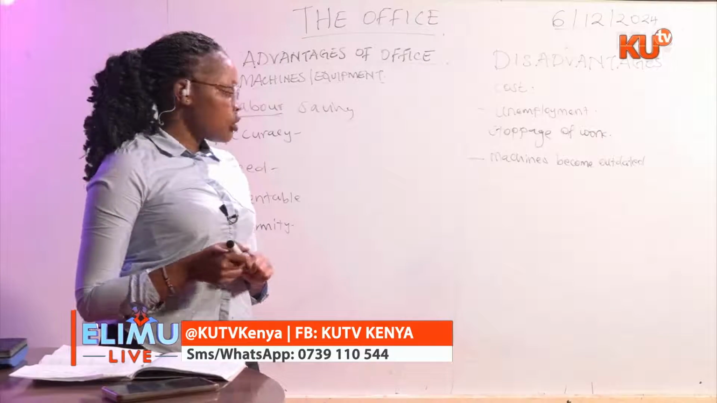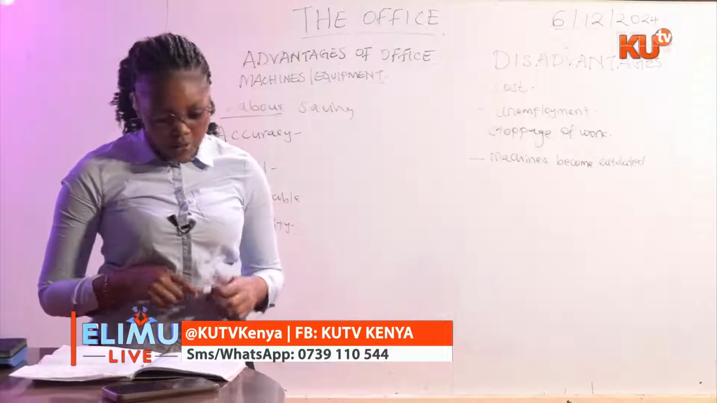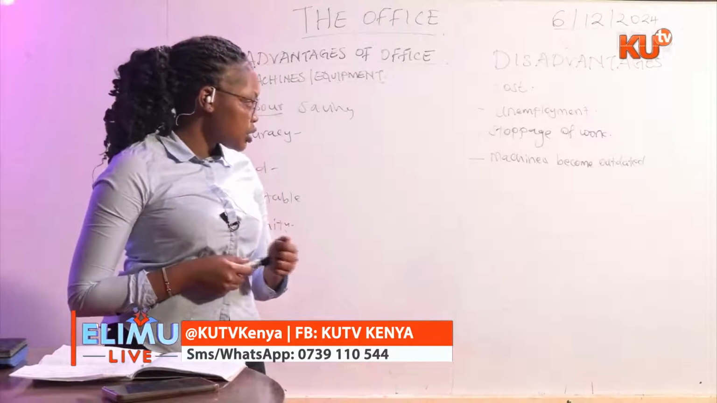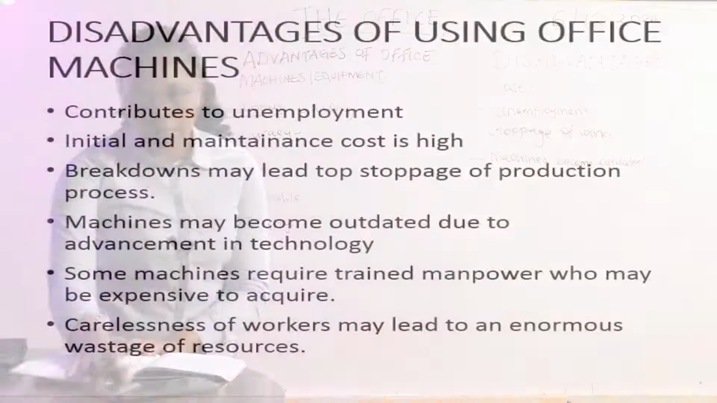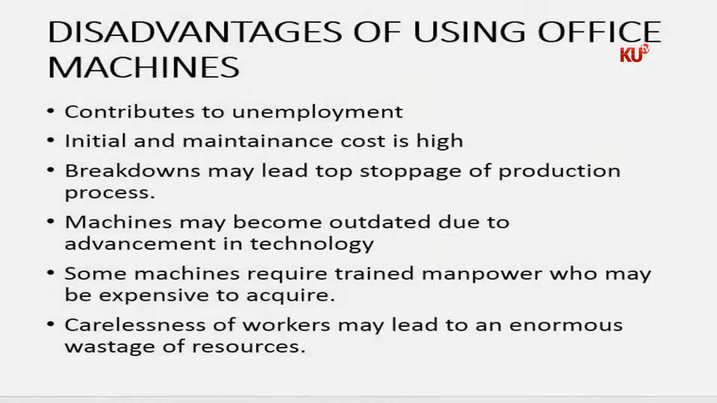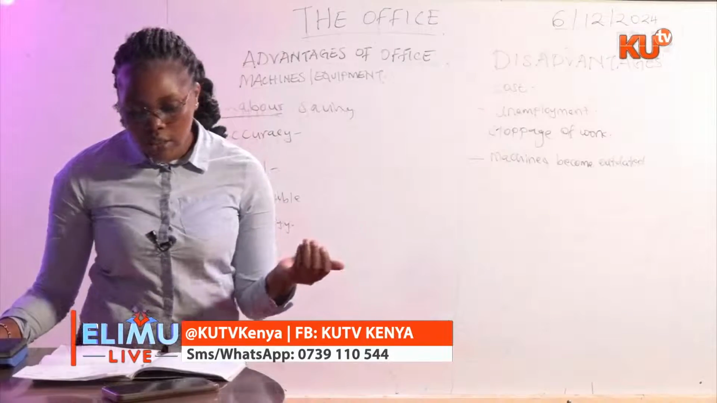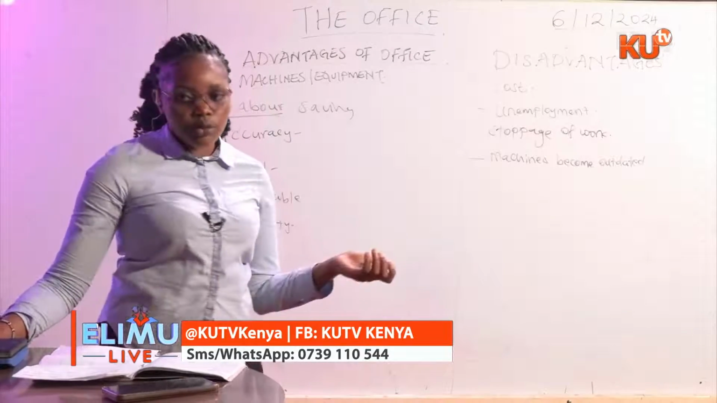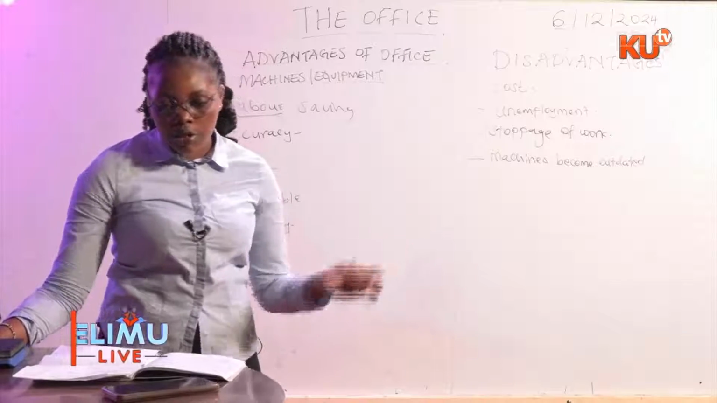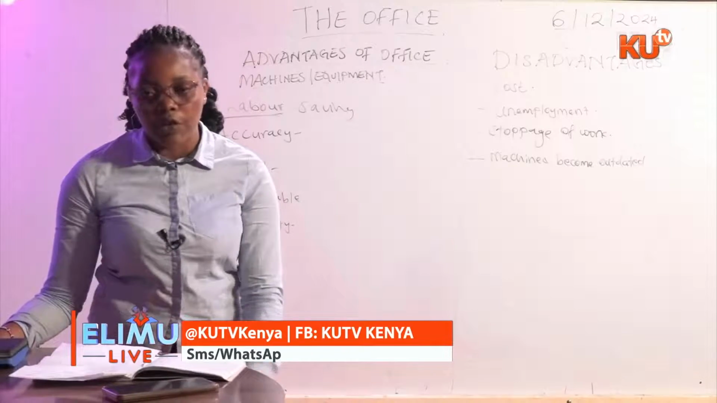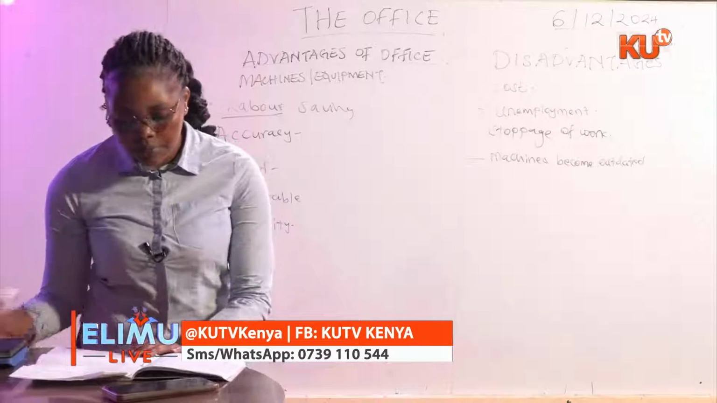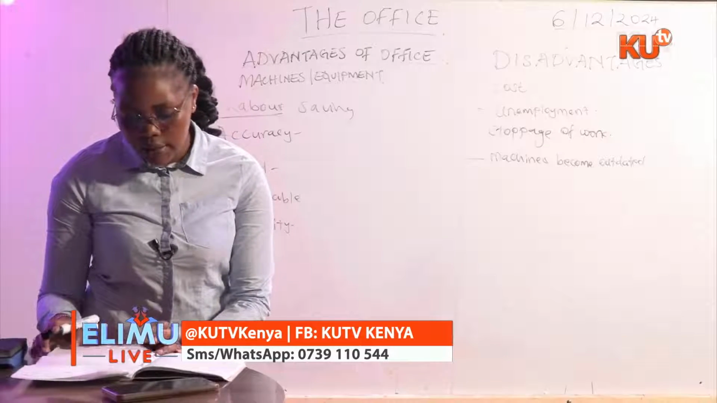Also, some machines require special materials like stationery to use them. For example, with a printing machine, you need ink. So other than buying the machine itself, you also need more stationery, or more materials used with the machine to complement it so that it can function well.